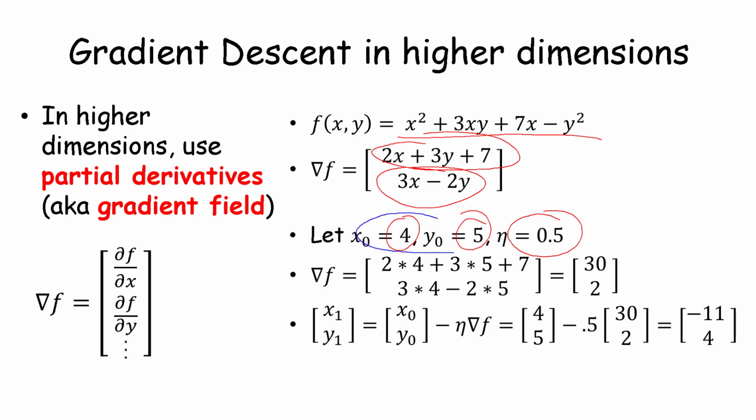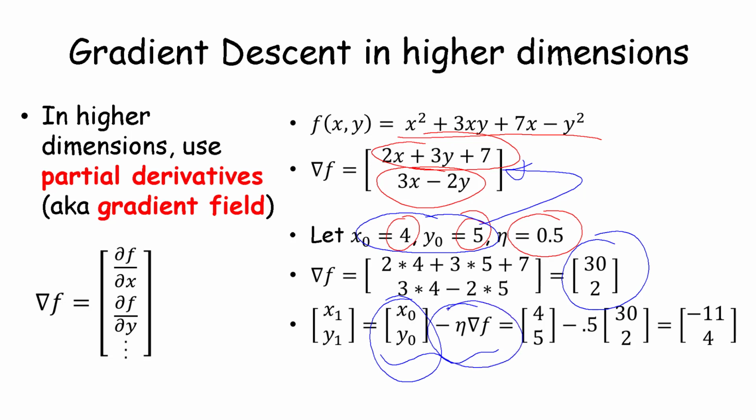Plugging in x equals 4 and y equals 5 into the partial derivatives, we get the vector 30 and 2. The gradient descent formula is the same as before. We take our current location and move in the opposite direction of the gradient.